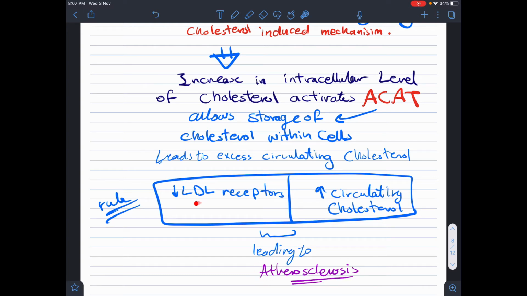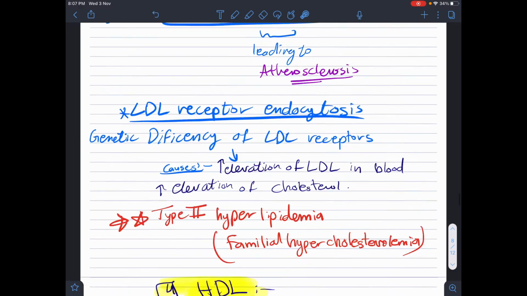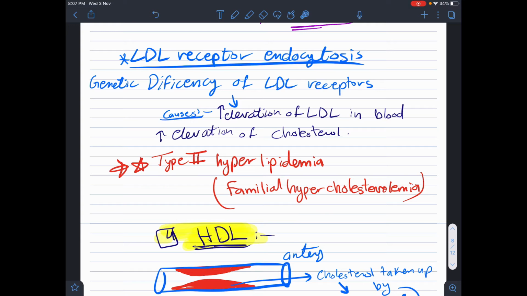Because LDLs are basically derived from the LDL containing cholesterol, taking it to the walls of the vessels, 30% of it, at least. So, LDL receptor endocytosis. When the LDL... so this is the mechanism. It's called the LDL receptor endocytosis. Genetic deficiency of LDL receptors: if some patient had this LDL receptor deficiency, they're always going to have an elevation of LDL in the blood. No uptake of the LDL, so it is always going to be in the blood.